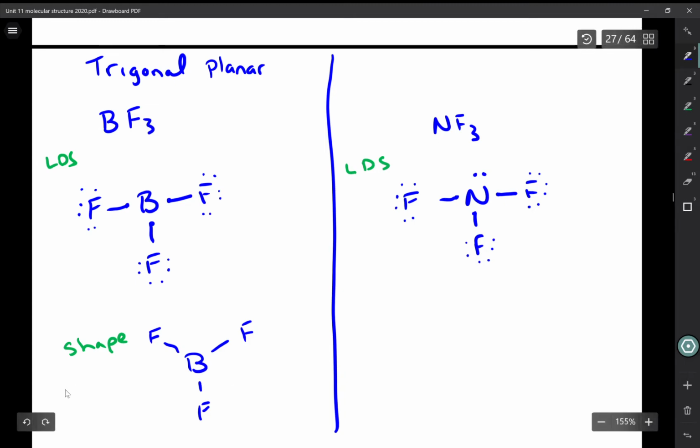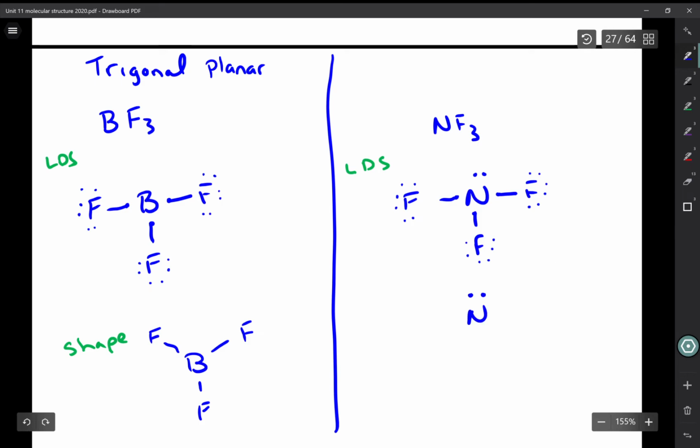So again, what does nitrogen have that boron doesn't have? Of course, nitrogen has those extra electrons there. So what are they going to do? Just like what did the oxygen do with its extra electrons? You are right, of course. What they're going to do is these fluorines are going to get pushed down and make a little tripod there. So it's going to look something like this.